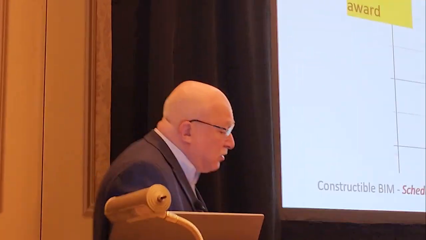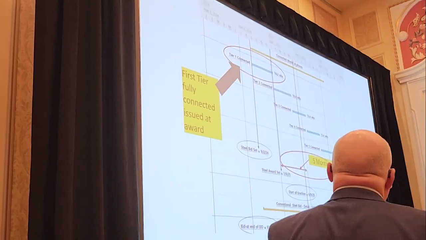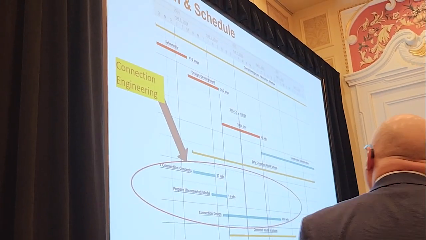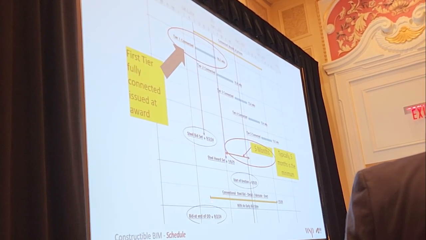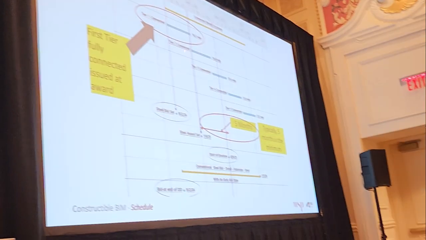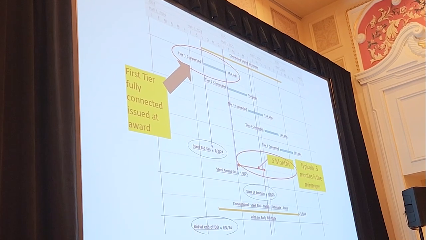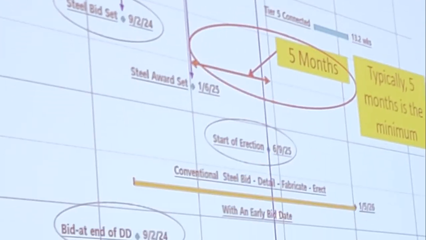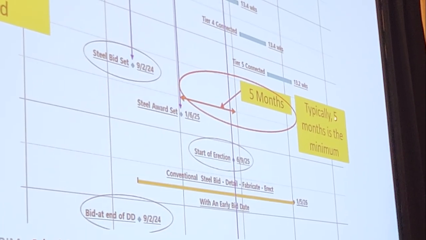So, in this scheme, I was saying, we bid at a point in time, it's on the other slide, at end of DD. There we go, end of DD, follow the line down, go to the next slide, please. Sorry, I'll sit down. So, the steel bid was then, we said there's a 5-month gap from steel award to first start of erection, typically 5 months. I call that the minimum. If it's a smaller job, it'll be 3 or 4 months.